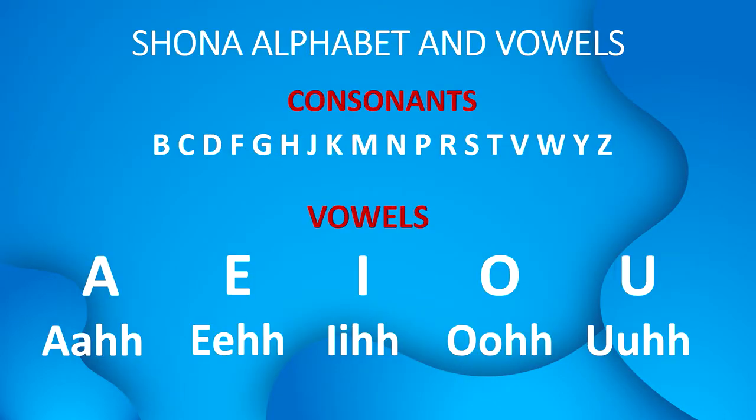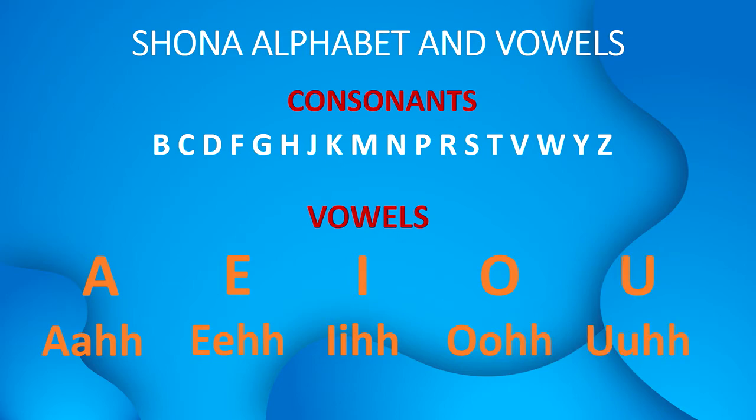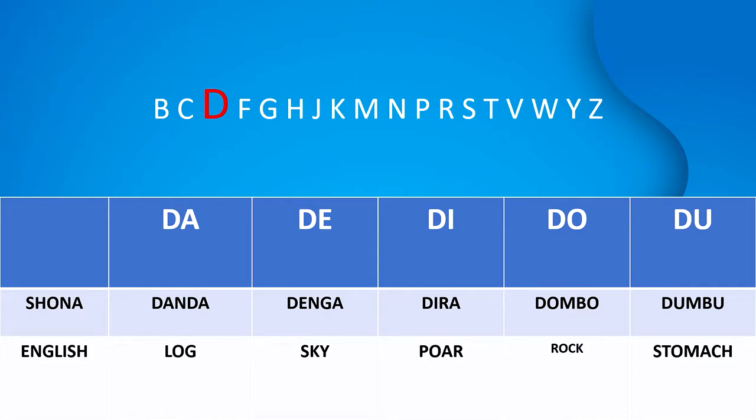So just as a recap, we told you that the Shona alphabet consists of consonants and vowels, and the vowels are basically the letters that determine how you pronounce the different words in Shona. So just as a recap, the vowels, we've got a, e, i, o, u. Okay, so today I'll be teaching you letter D, and I'll be combining letter D with the Shona vowels. So without wasting much time, let me get to it.